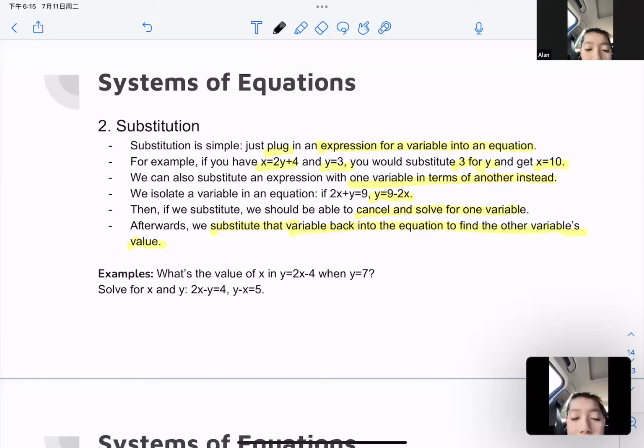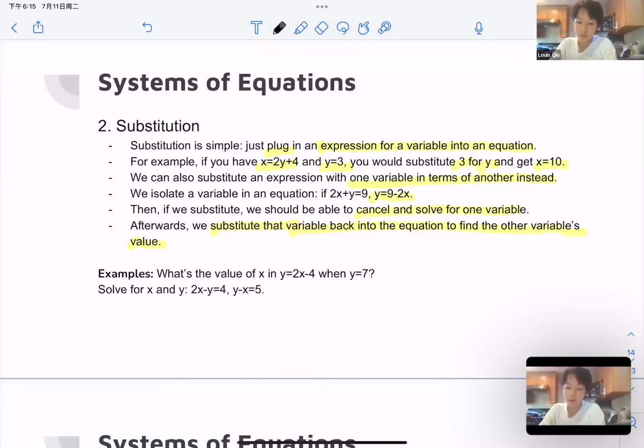Wait, is the second question related to the first? No, it is not.